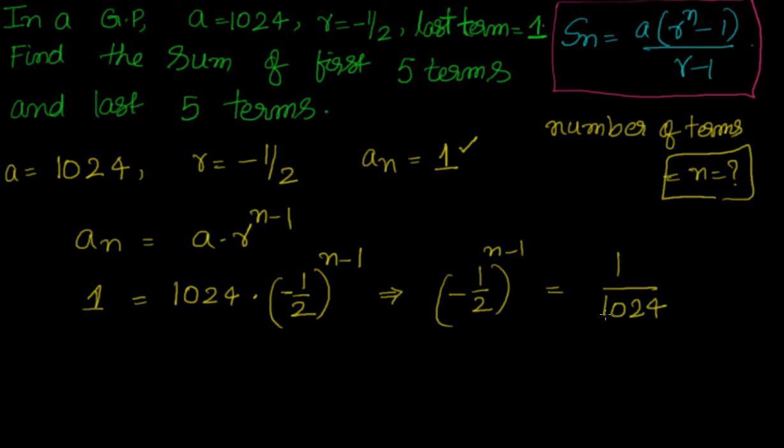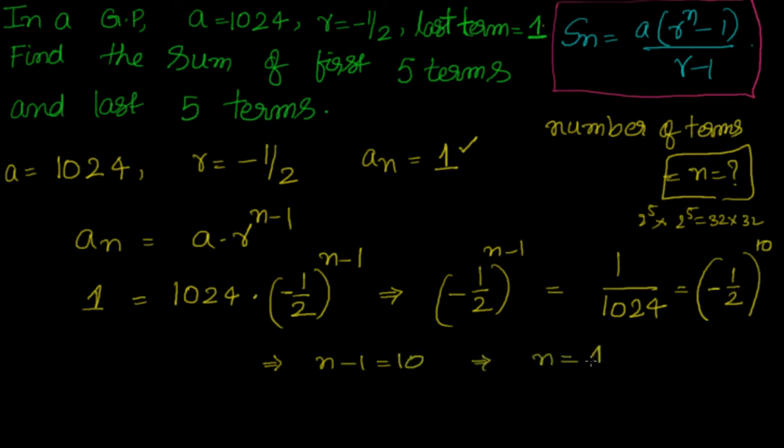Now I have to write 1024 in such a way that it's in the form of base of minus 1 by 2. So I will write it as minus 1 by 2 to the power of, now how many times do you have to multiply 2 to get 1024? I know 2 power 5 is 32 and 32 into 32 is 1024. So I can say 2 power 5 into 2 power 5, or 2 power 10. So minus 1 by 2 whole to the power of n minus 1 equal to minus 1 by 2 whole to the power of 10. Now this gives me n minus 1 equal to 10 or n equal to 11.